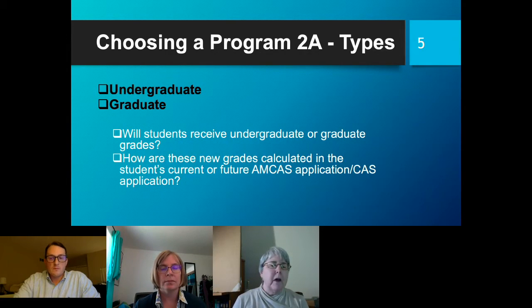But where will the grades show up on an application? Will they be some in undergrad, some in graduate, or solely in undergraduate or solely in graduate? And then how are these grades going to be calculated? How will the science credits in particular be shown on a current or future application for a student? So we're going to look at a few kinds of applications.